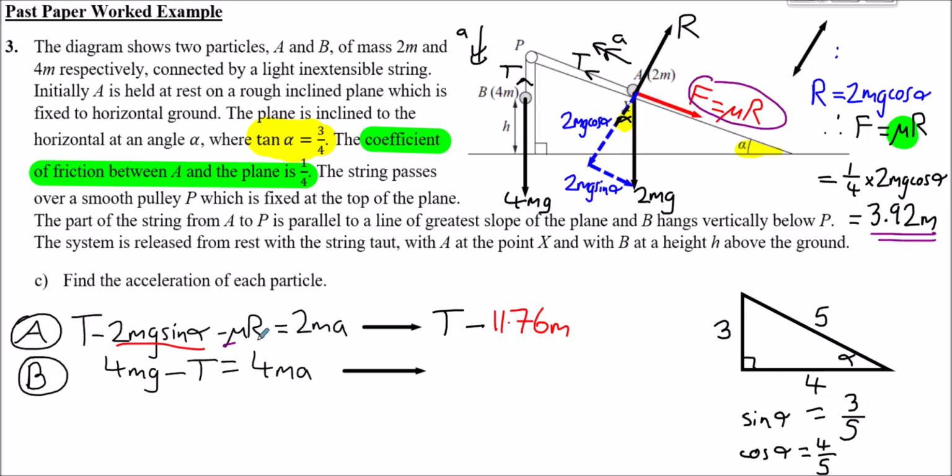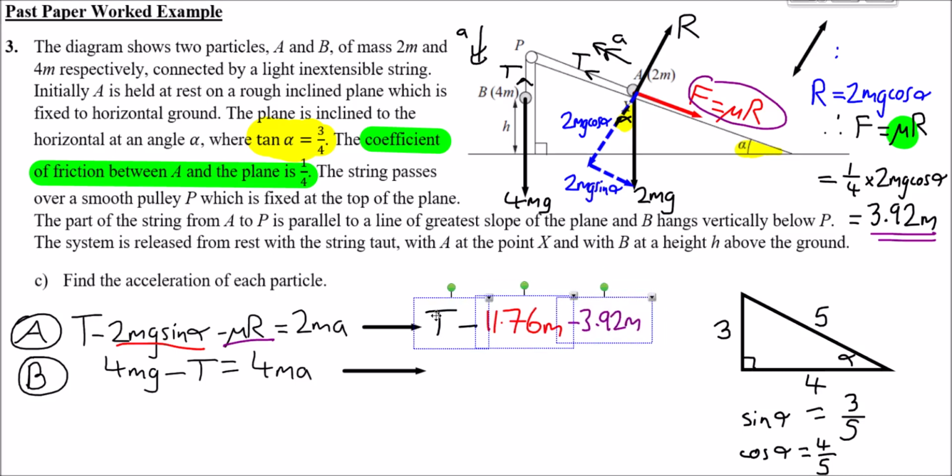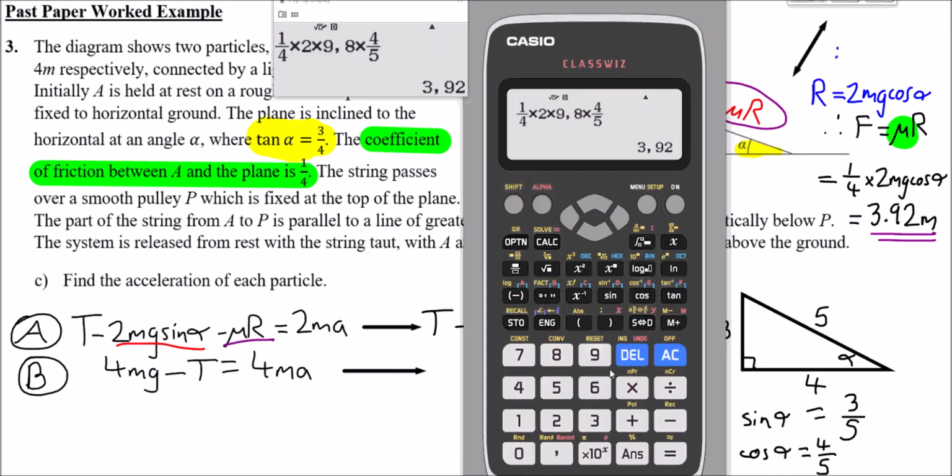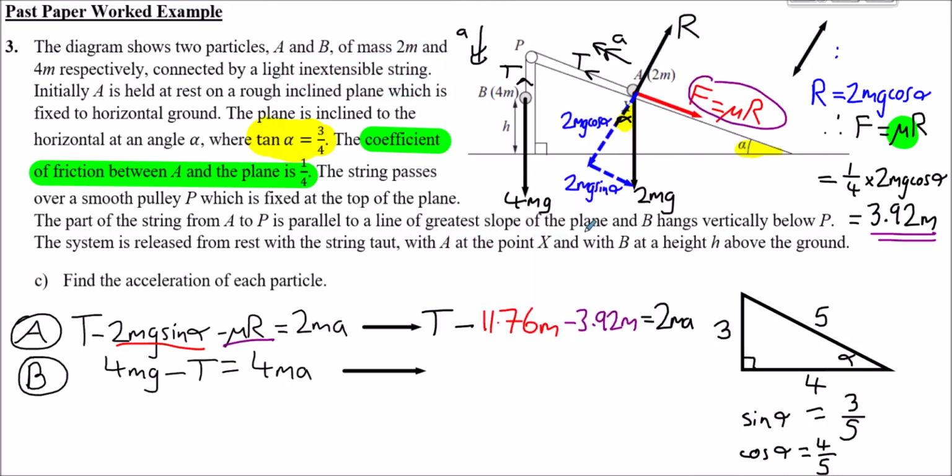So this here is 3.92 m, and that will equal 2 ma. Down here, 4 mg, well, I may as well do the same thing, so I can do 4 times g. 4 times g is 4 times 9.8, that gives me 39.2.